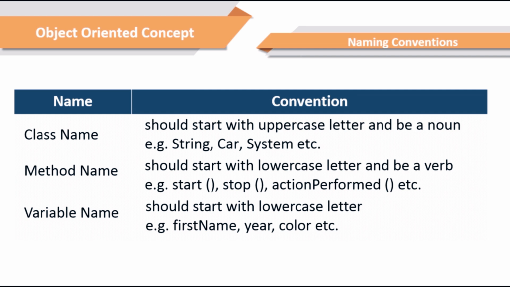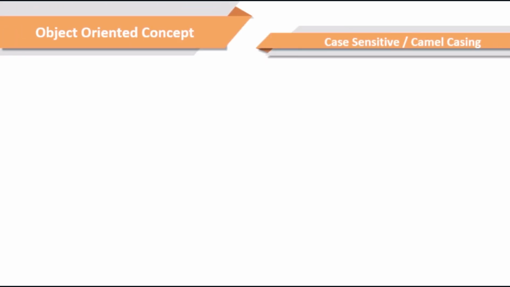And then by using standard Java naming conventions, you can make your code easier to read for yourself and for other programmers. The readability of a Java program is very important. It indicates that less time is spent on how to understand what exactly the code does. The most important concepts of naming conventions are case-sensitivity and camel casing.